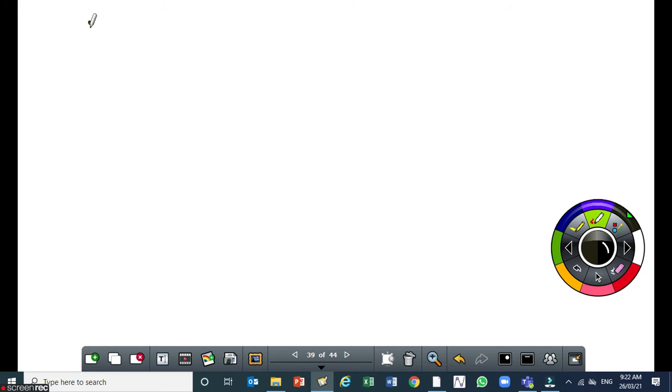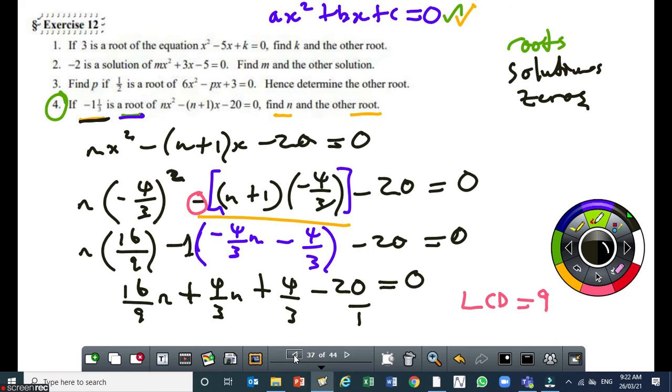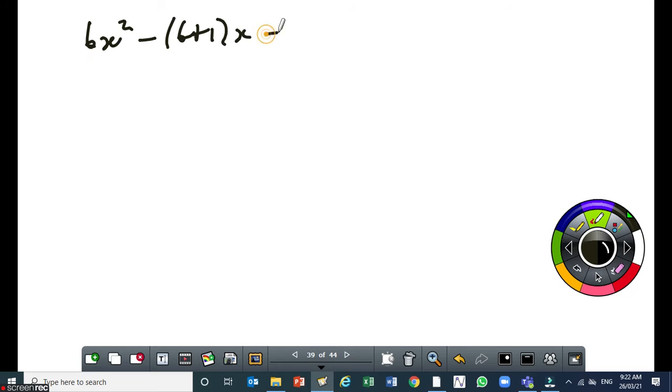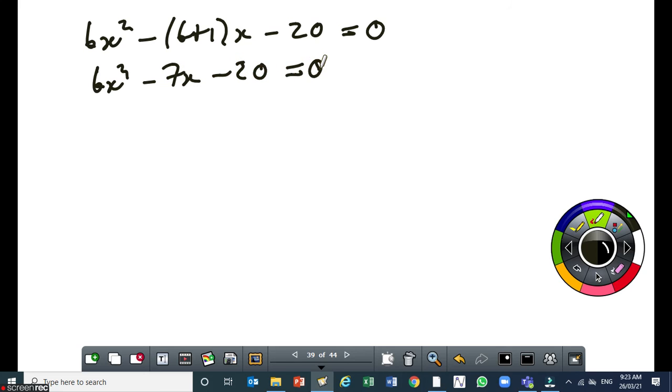So it's going to be 6x squared minus 6 plus 1 times x, right? We just check there. Minus 20 equal to 0. Then this will give me 6x squared minus 7x minus 20. That's equal to 0. Okay. I hope you are following me.